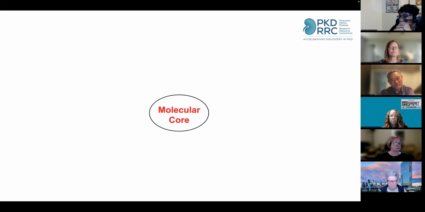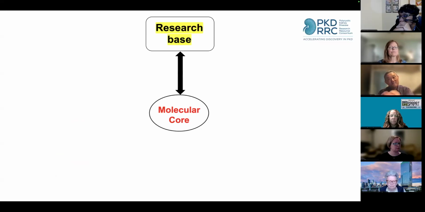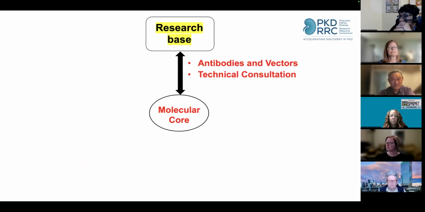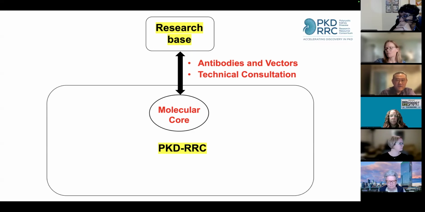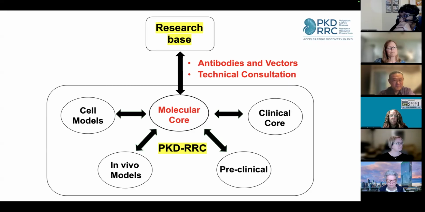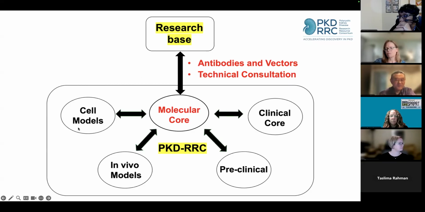So the molecular core interacts with the research base through two things, antibodies and vectors. We make them and we give them. And then, as I said, we provide technical consultation. And we also have very extensive collaboration within the PKD RRC because we have other subcommittees. For example, we have the cell model core, and we work closely with them. We get material from them, which helps us to characterize and validate our antibodies or vectors.